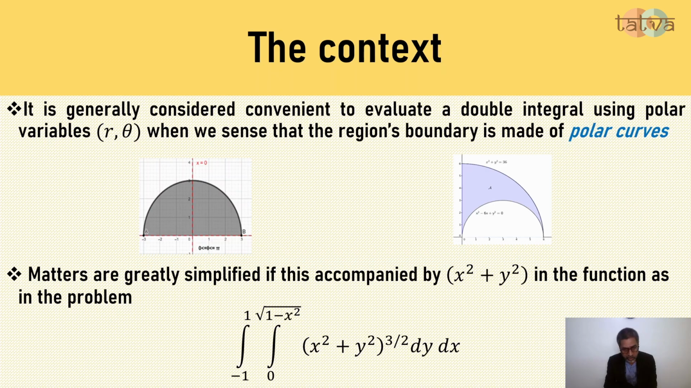And then I was just telling you, the bonus is in the function we have got an x squared plus y squared. So that very nicely reduces the complexity of the problem. So two things I'm trying to impress upon you. One is the boundaries being polar curves. Two, having an x square plus y square in the function. So that is the context in which generally polar coordinates are used.